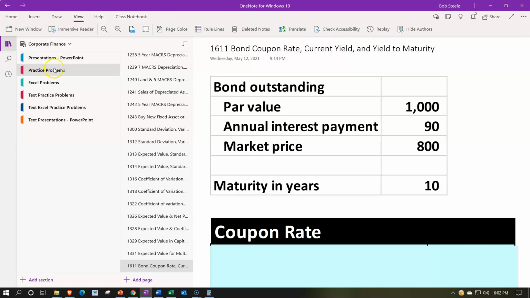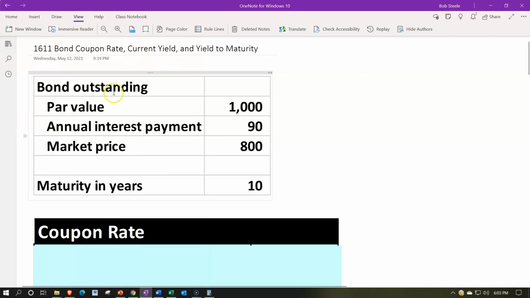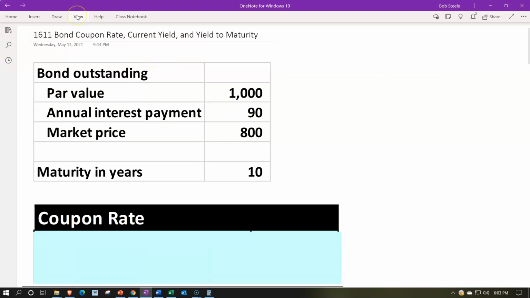Many of our presentations up top will be mirrored in the text area. Same name, same number, but with transcripts. Transcripts that can be translated into multiple different languages and either listened to or read in them. Closing the icon, we're going to be calculating the bond coupon rate, the current yield, and the yield to maturity.